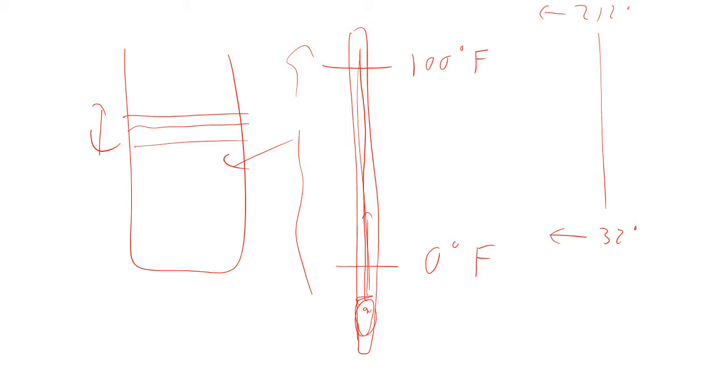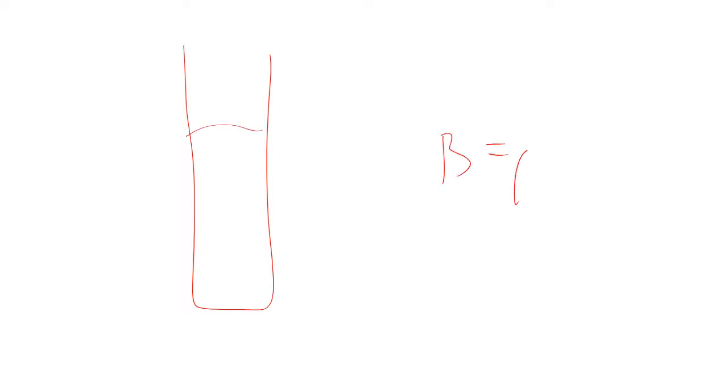There are other things you can do with this. For example, we talked about buoyancy. Buoyancy relates to the density of the fluid times the volume of the fluid times g. This is the volume displaced.